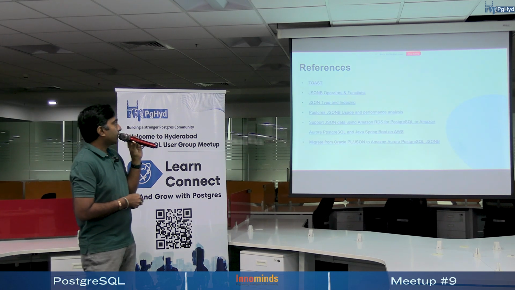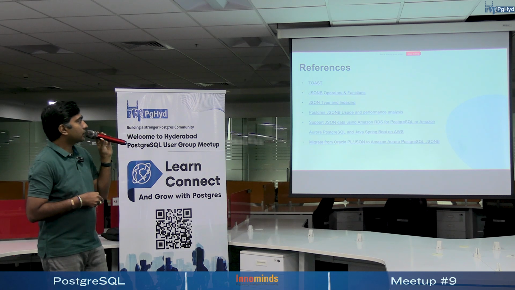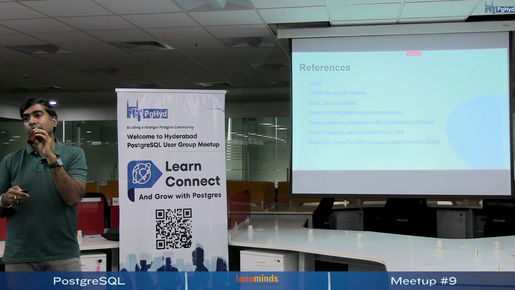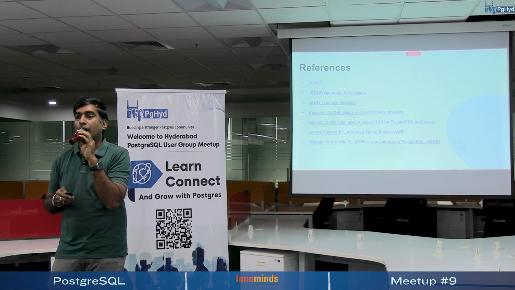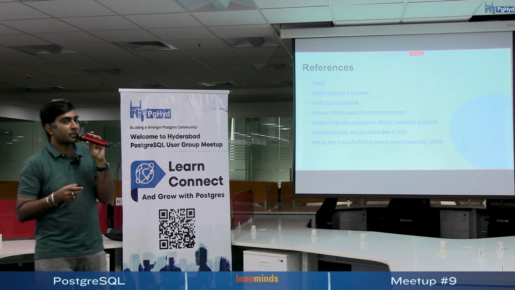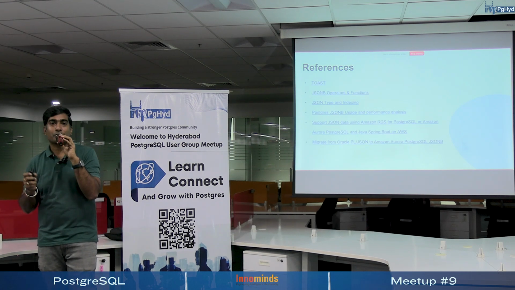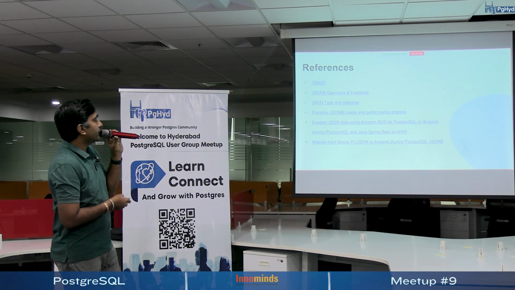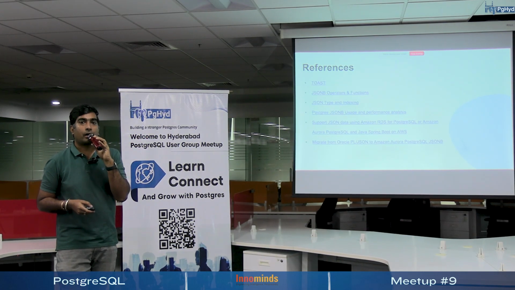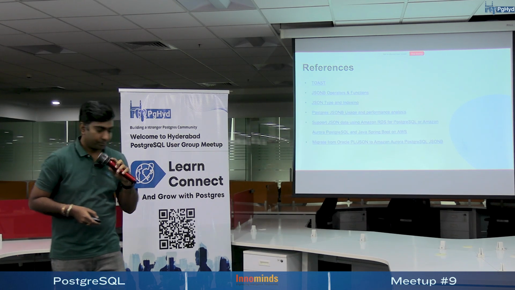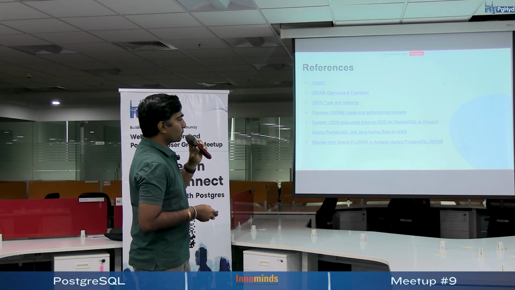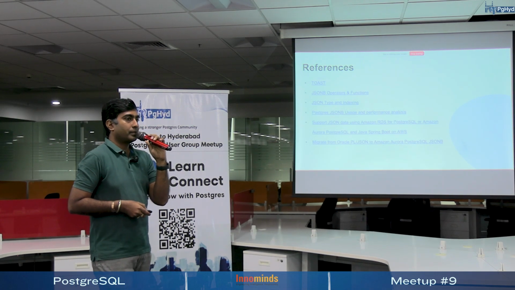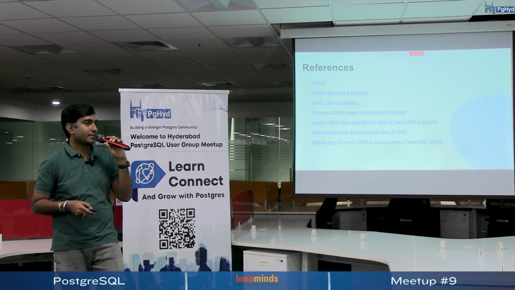With that, here are the reference links. The first one talks about TOAST. We were talking about JSONB, right? How data compression takes place and what kind of compression techniques Postgres uses, those details can be referred to in that link. Those are all hyperlinks, so once this deck is shared with you, you can access those links.